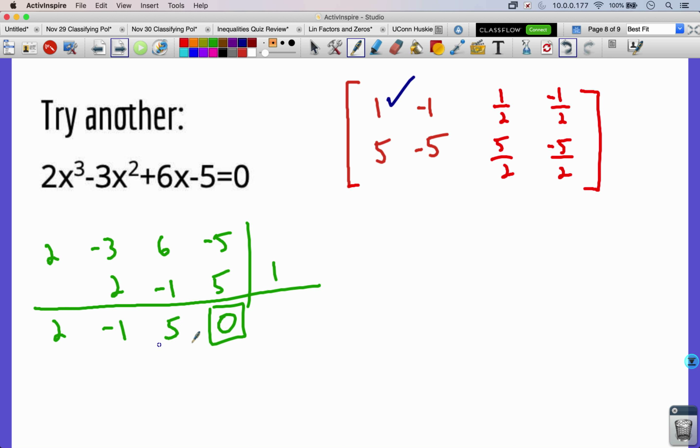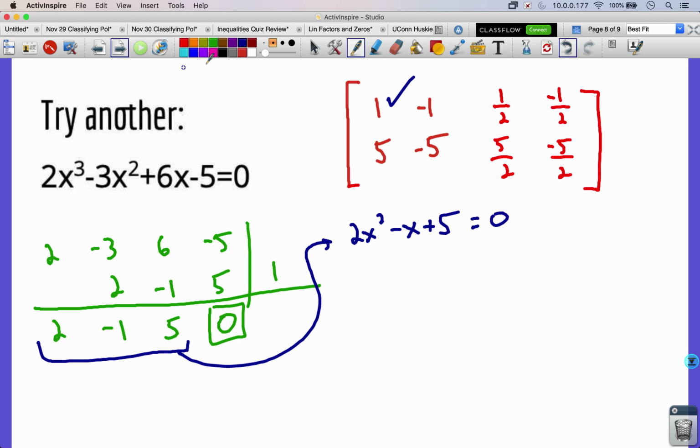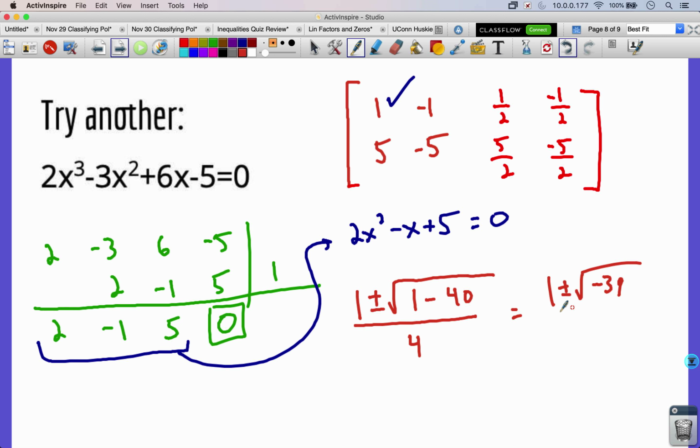All right, take these coefficients and turn them into a quadratic. 2x squared minus x plus 5. Again, this is still equal to 0. And I'm going to go straight to the quadratic formula again. So -b plus or minus the square root of b squared minus 4ac. So 4 times 2 is 8, times 5 is 40, all over 2a. Simplify this down, and we get 1 plus or minus the square root of -39 all over 4.